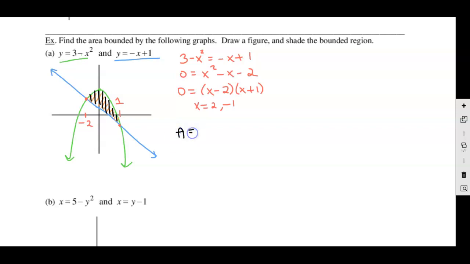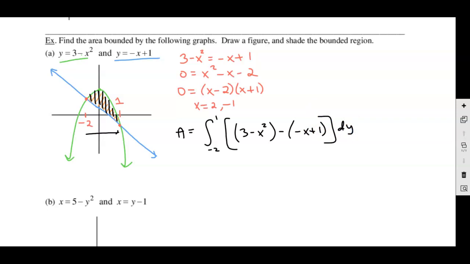This area of the region, we're going to integrate from the left to the right, so from -2 to 1. And what I integrate is the top minus the bottom. So let's set it up. The top curve was green, so that's 3 minus x squared. And then the bottom was -x plus 1. And then we just have to finish it, right? Top minus bottom, integrate from left to right. Ooh, that's definitely not a dy integration. It should have been dx. I'm glad I caught it.